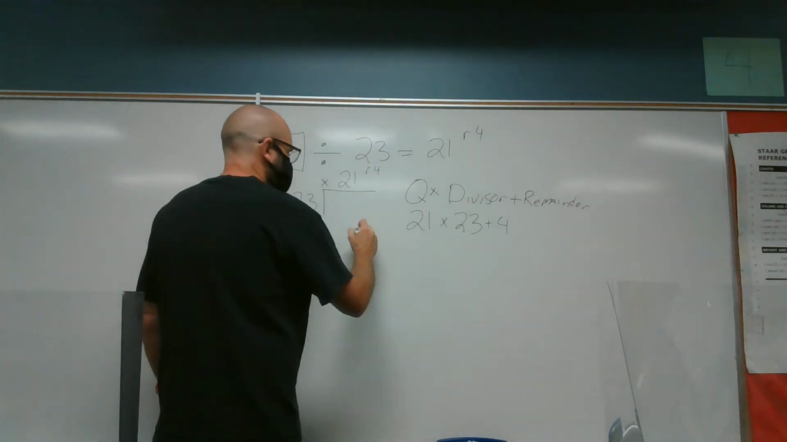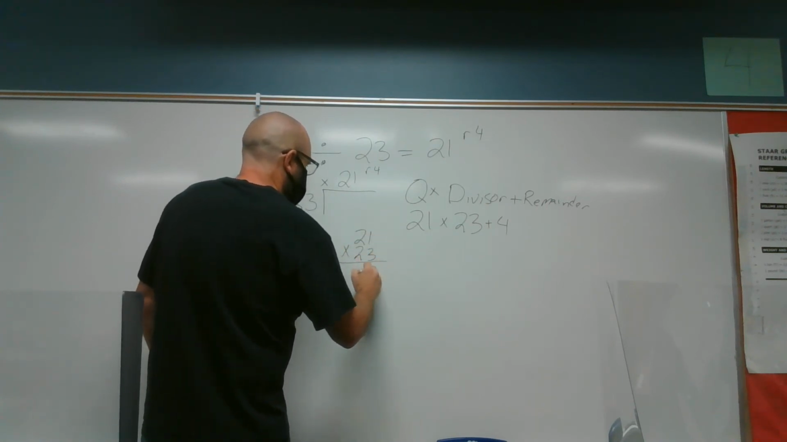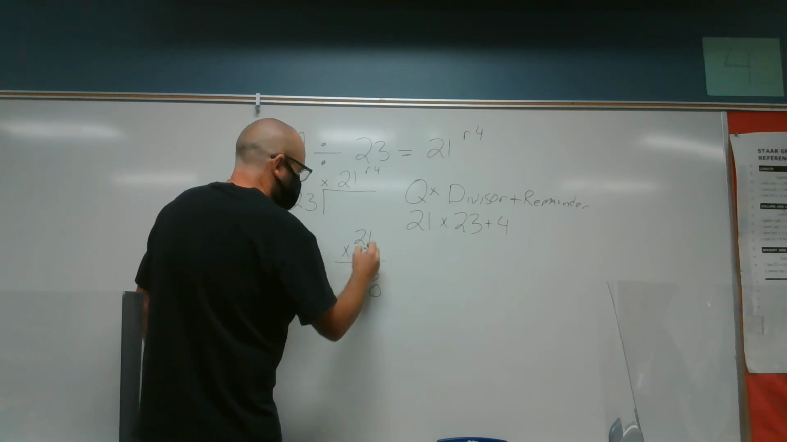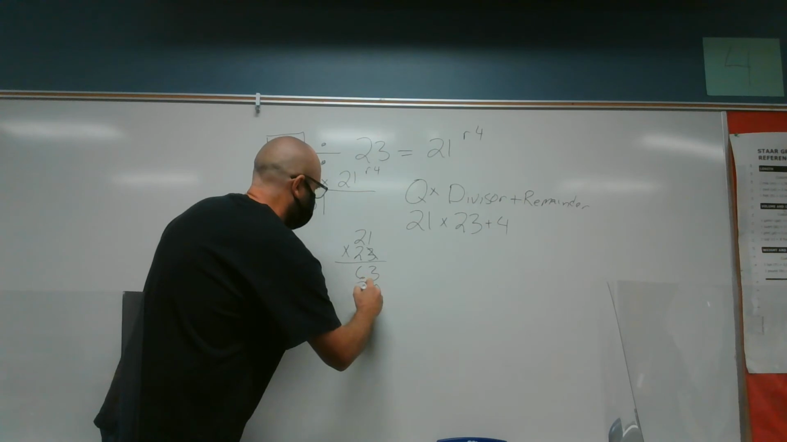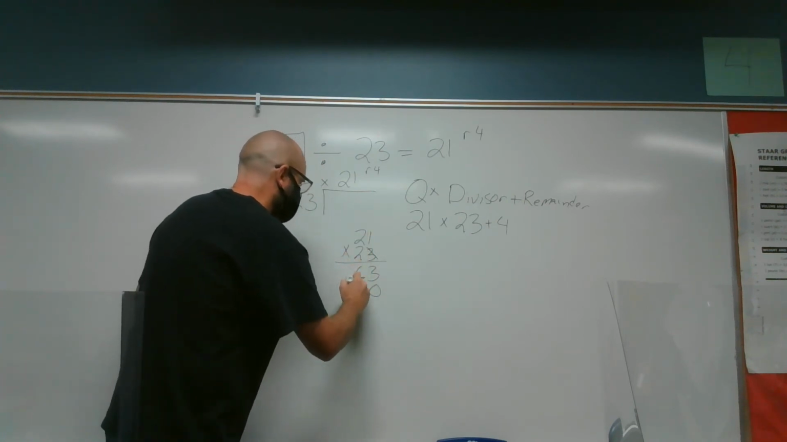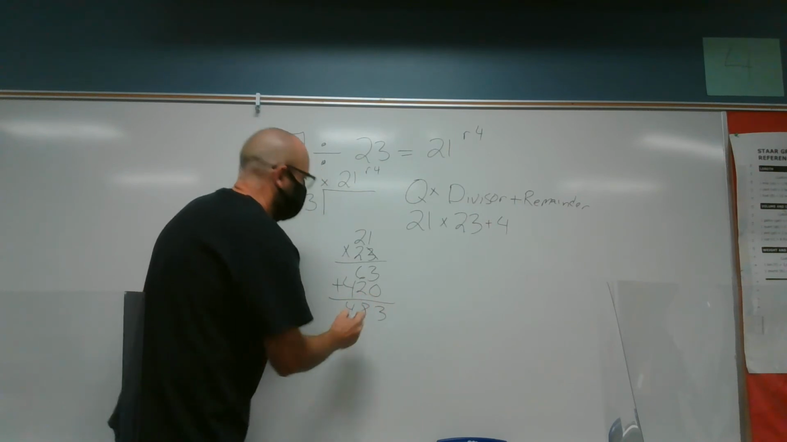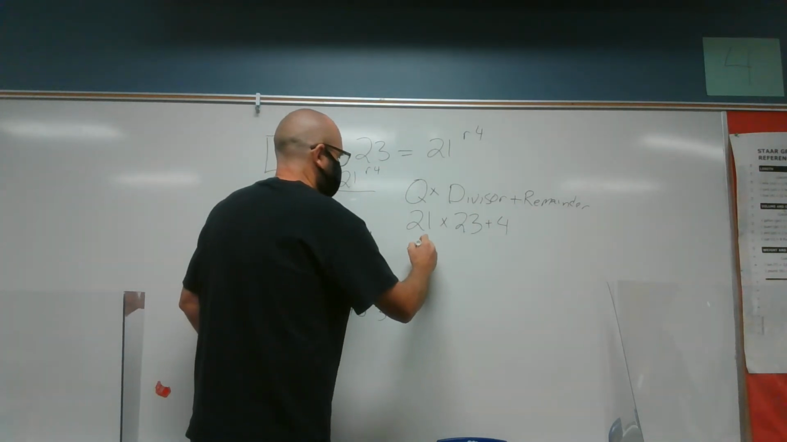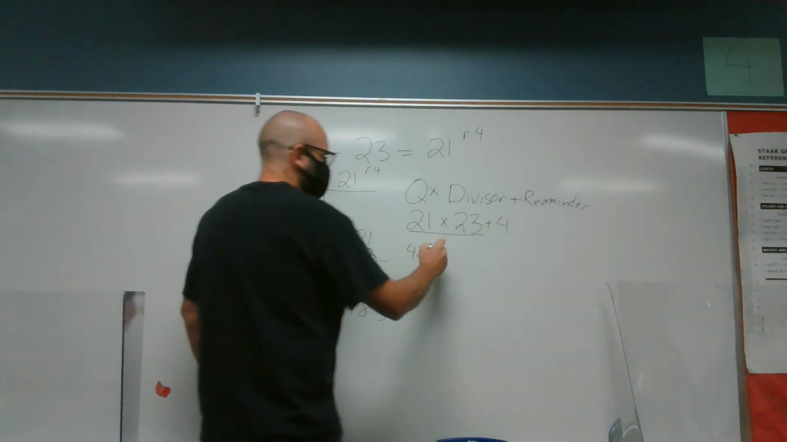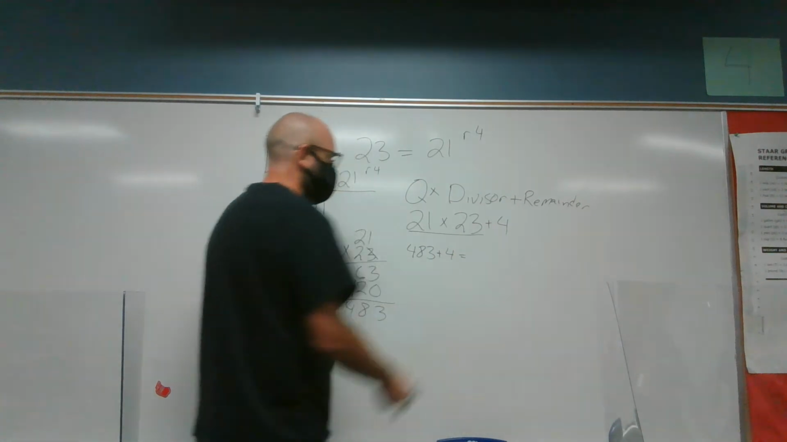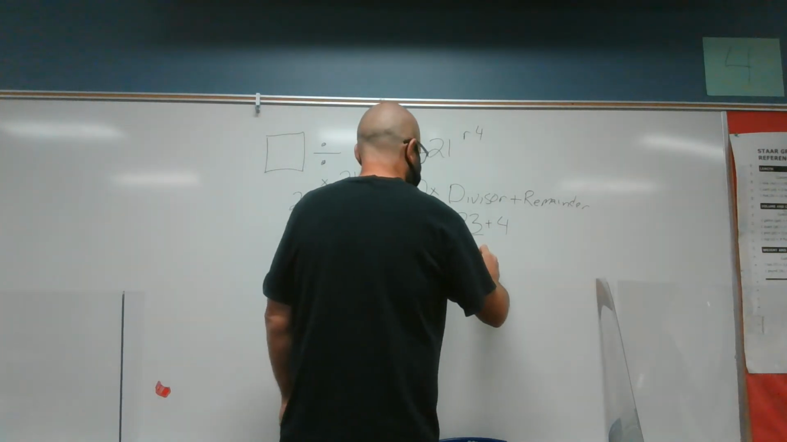So if I do 21 times 23, that's 3 and that's 6, and I have to put a 0 now because I'm moving to the tens place. 2 times 1 is 2. 2 times 2 is 4. I add these two products together, and I get 483. So I've done this. Then I need to add 4 to check it. 483 plus 4 is 487.